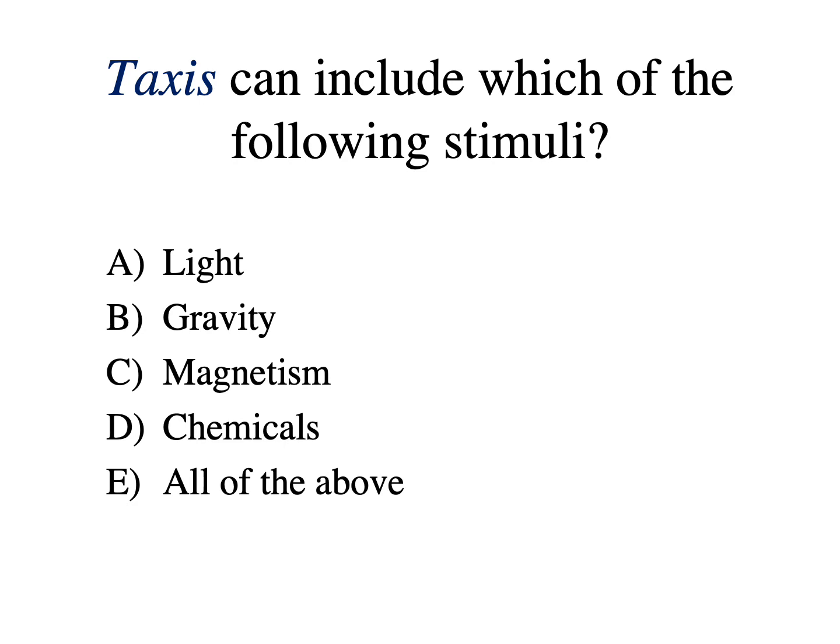Taxis can include which of the following stimuli? A, light, B, gravity, C, magnetism, D, chemicals, or E, all of the above. The answer is E. Taxis can include all of these types of stimuli. Bacteria can be attracted to or repelled by light. They can be attracted to or repelled by gravity and magnets and chemicals. So all of these stimuli can affect a bacteria and their movement. So taxis can include all of those stimuli.